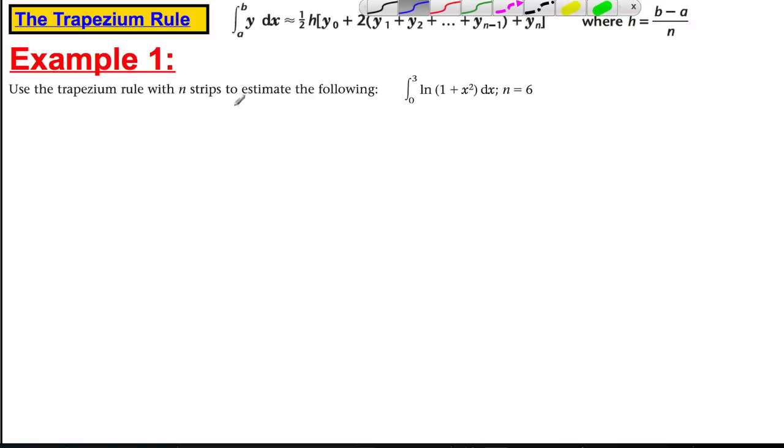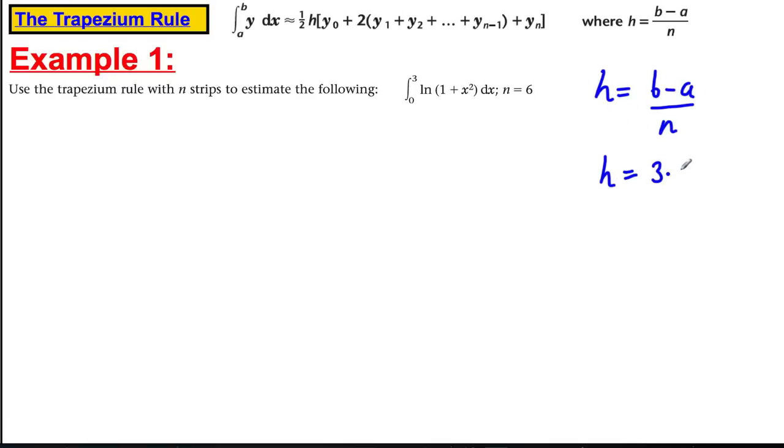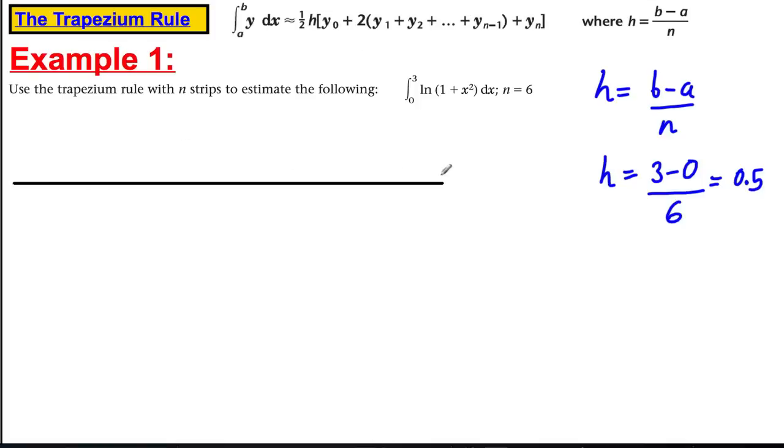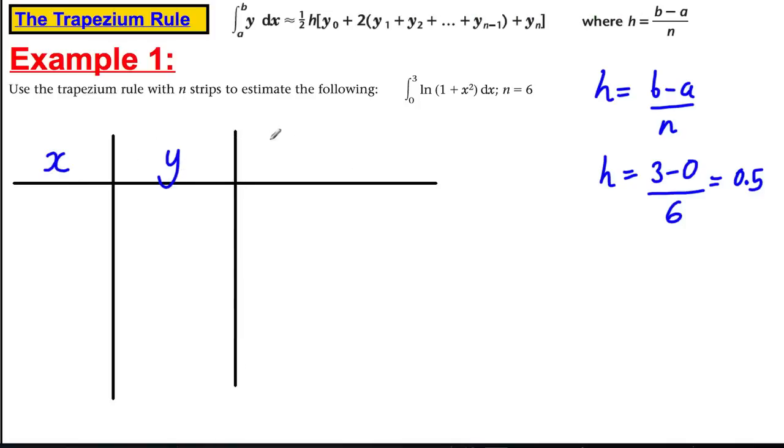Before we do that, let's work out our h. h is equal to b minus a over n. So in this case, our h is equal to 3, take away 0, the b minus a, over n, which is 6, so h is equal to 0.5. Okay, this is important for our table. So, this is our table here. These are going to be our x values, these are going to be our y values, and this is going to be the trapezium rule that we apply.